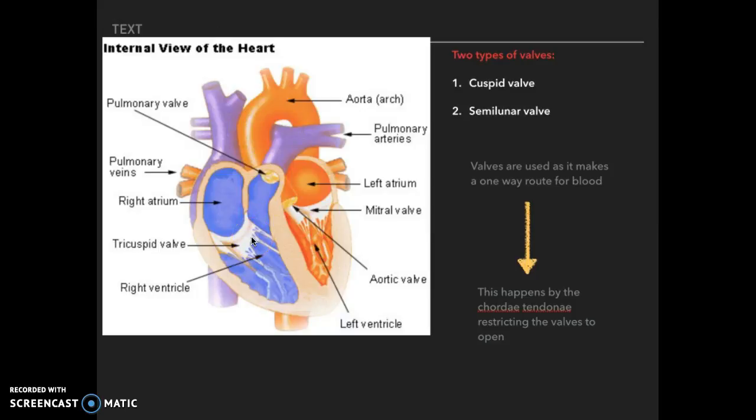This valve is connected to the chordae tendineae, and these are tendons which make sure these valves restrict the opening, so they can only open one way, which makes a one-way route. And the chordae tendineae are connected to the wall by papillary muscles, and these are really important because we only want a one-way flow of blood. Once the blood is out of the heart, we don't want it coming back, so we need to make sure these valves shut.